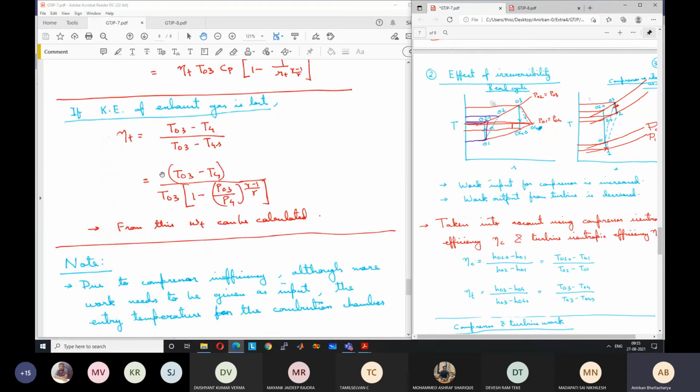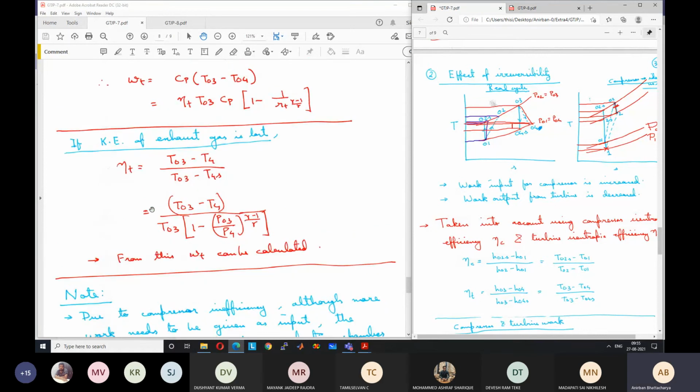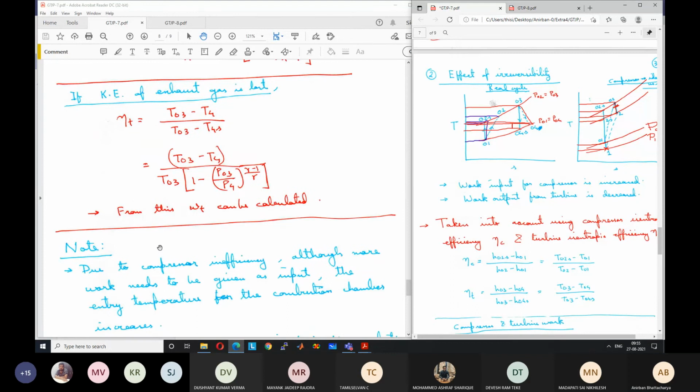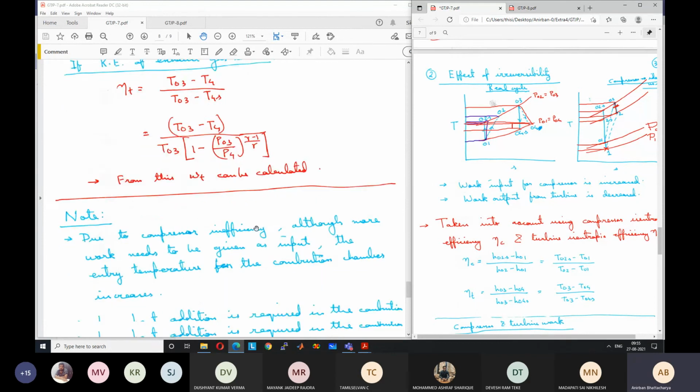In that case, again, you can write a similar expression. So eta T is equal to (T03 minus T04) by T03; if you take common, 1 minus (P03 by P4) to the power (gamma minus 1) by gamma. P4 and P04 can be easily correlated based on T4 and T04, and from there you can find out this ratio also, and WT can be calculated. Once you practice some problems, it will be clear.